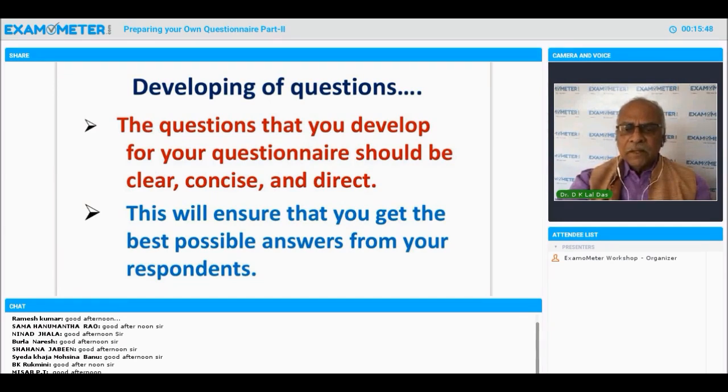Corollary of this is what we call hypothetical questions. In research, we say that we must not ask hypothetical questions like, if you were Prime Minister of the country, what steps you would take for students? These are hypothetical questions we do not accept in research. These will ensure that you get the best possible answers from your respondents.